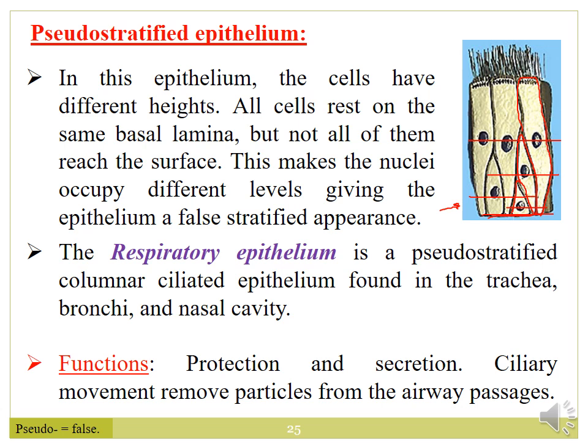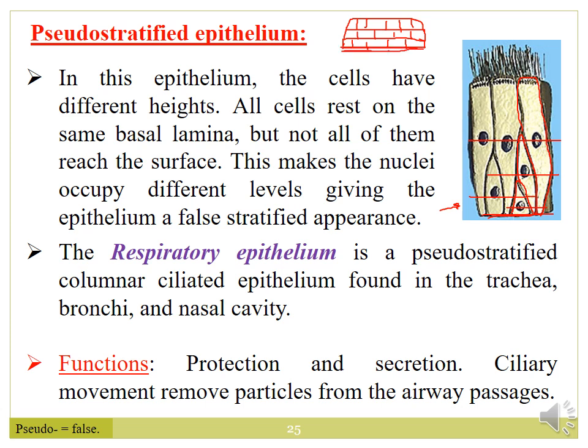But since here all the cells are resting on the same basal lamina, this means that this is not a true stratification. Because when I say stratified, I mean I have a layer of cells. For example, here I have a layer of cells. Above that, I have a new layer of cells. And above that, I have a new layer of cells, and so on. This is what I mean by stratified epithelium. I have one layer above the other, one layer above the other.